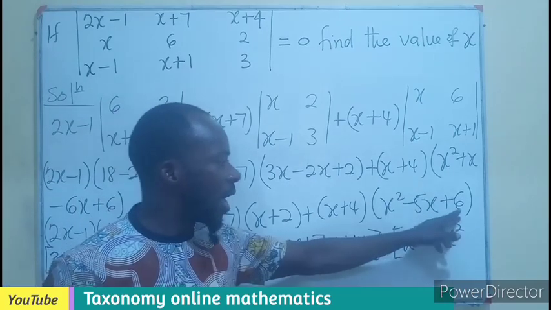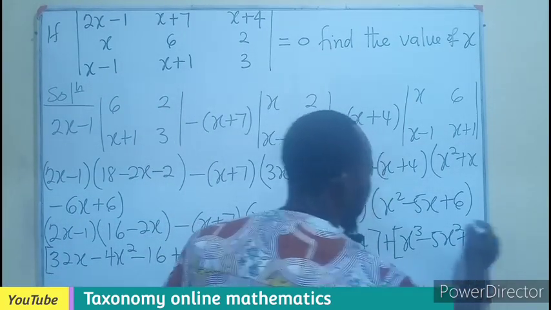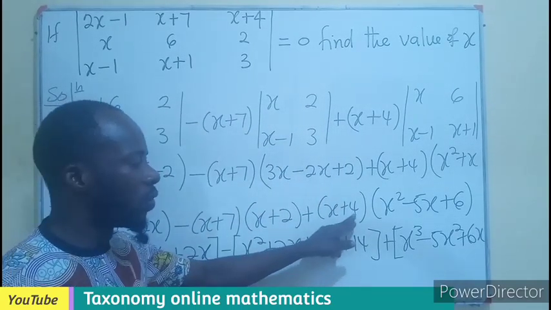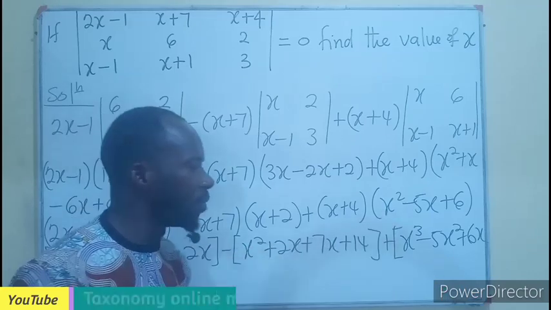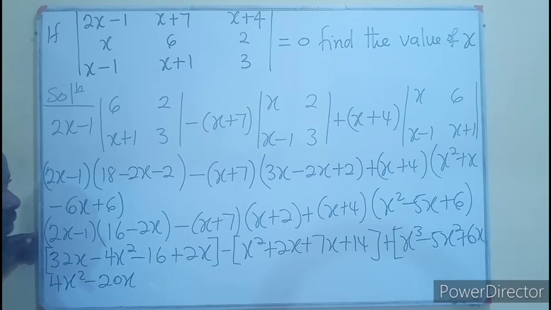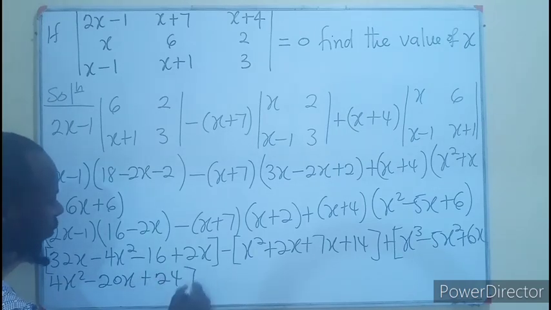X will still multiply 6 to give us plus 6x. That is using the x to expand. Now we use 4. 4 times x squared will give us 4x squared. 4 times negative 5x will be negative 20x. 4 times 6 will be 24. So we have plus 24.